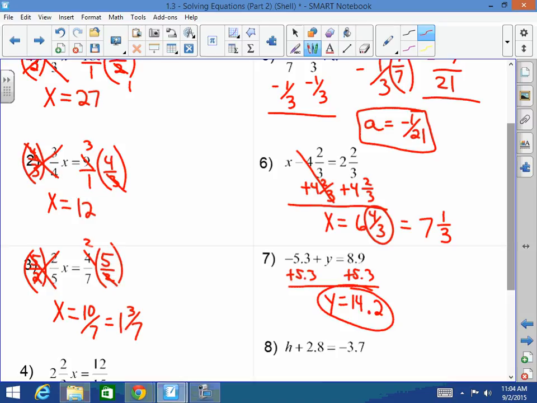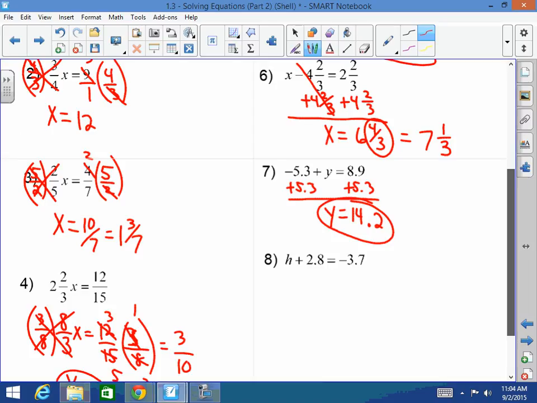14.2. And last but definitely not least, I have h plus 2.8 equals negative 3.7. I get rid of a positive with a negative, so I subtract 2.8 to both sides. H equals negative, I got 5, carry the 1, that's going to be negative 6.5.